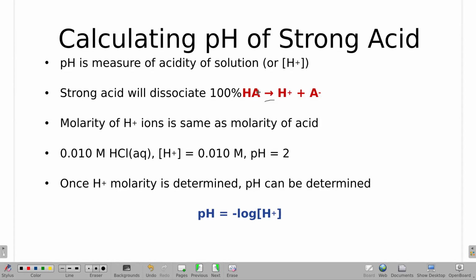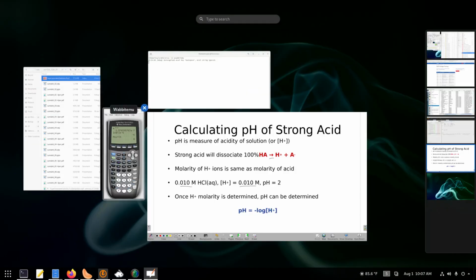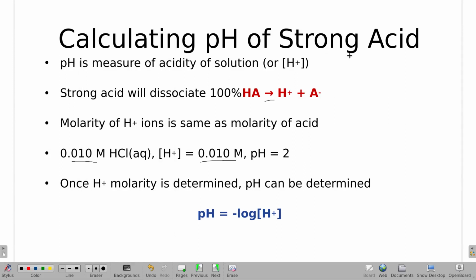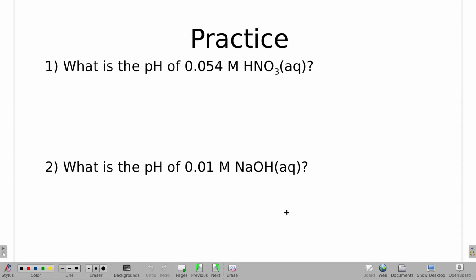If you know the concentration of your strong acid, you know exactly how much H plus was produced. So if I have 0.01 molar HCl, it does mean there's 0.01 molar H plus in there. And if I know the H plus concentration, I just throw that into my log, and I get a pH of 2. So calculating the pH of a strong acid is actually kind of easy. You just figure out what your concentration is and take the log of it. It ends up looking something like this.